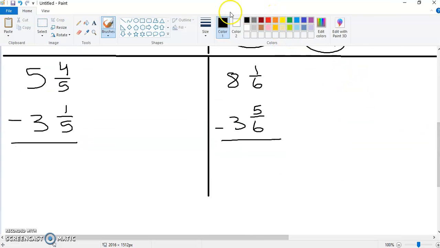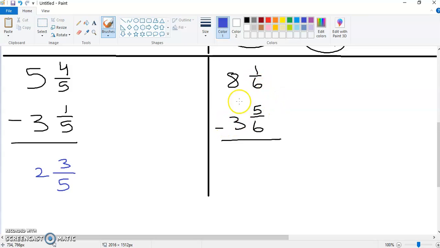Now subtraction is kind of similar. You just follow the same procedure. So we're subtracting 5 and 4/5, take away 3 and 1/5. Let's see, our denominator is 5. 4 take away 1 is 3. And the whole number side says 5 take away 3, well, that's 2. 2 and 3/5. Pretty simple.